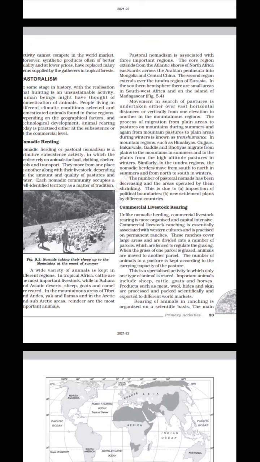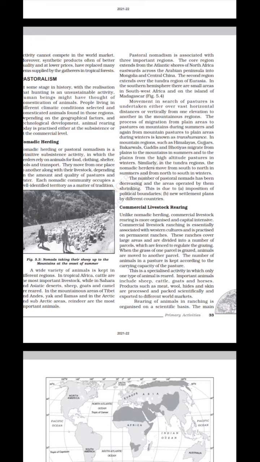Movement in search of pastures is undertaken either over vast horizontal distances or vertically from one elevation to another in the mountainous regions. The process of migration from plain areas to pastures on mountains during summers and again from mountain pastures to plain areas during winters is known as transhumance. In mountain regions such as the Himalayas, Gujjars, Bakarwals, Gaddis, and Bhotias migrate from plains to the mountains in summer and to the plains from the high altitude pastures in winters.